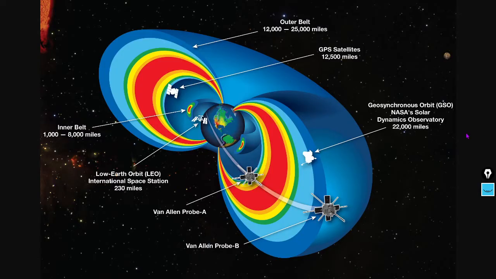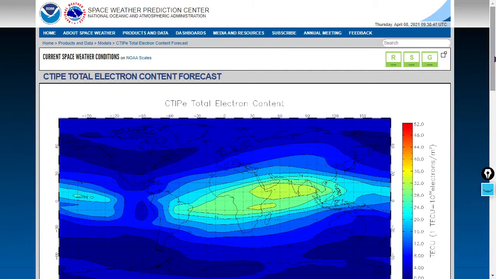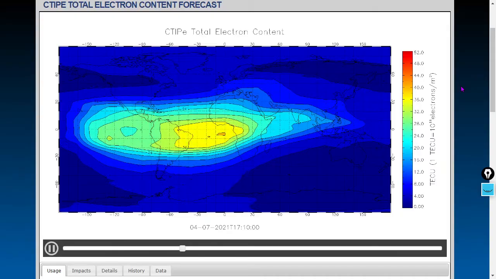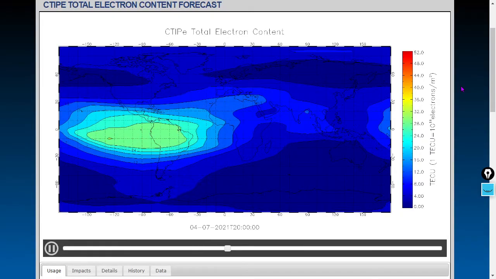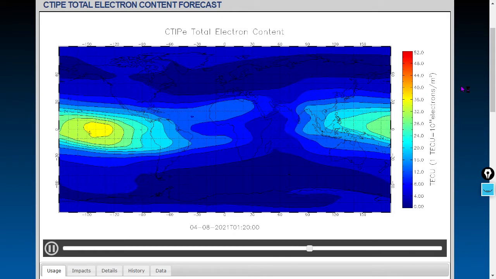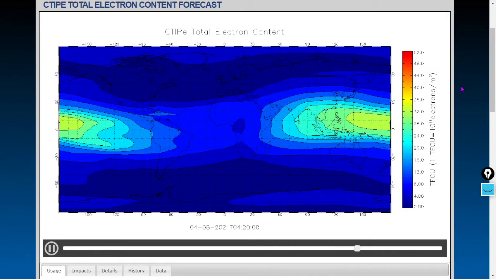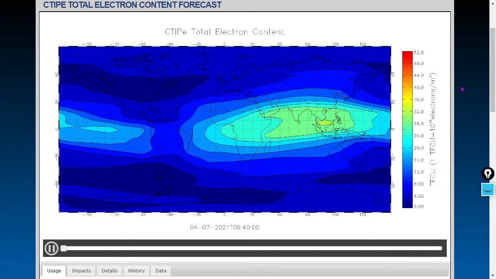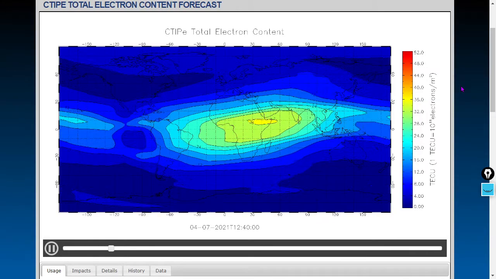Here's a diagram of the Van Allen belts. Feel free to pause if you must. Here's the total electron content forecast. And we can expect to see some very chaotic electron flux here, actually. Some sudden bending of the bands, folks. The Van Allen belts saw a bend happen. I'll let it play through again.